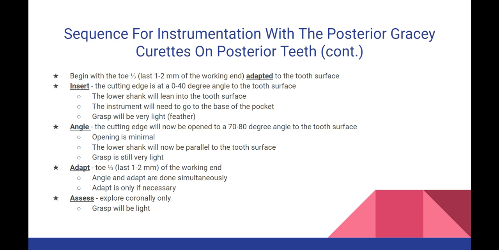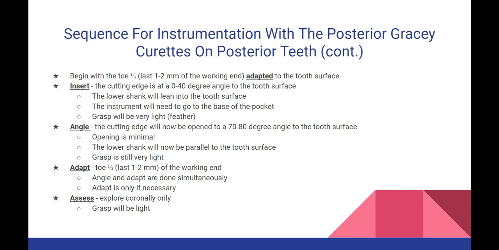Sequence for instrumentation with posterior Gracey Curettes on posterior teeth. Begin with the toe third, the last 1 to 2 millimeters of the working end, adapted to the tooth surface. Insert: the cutting edge is at a 0 to 40 degree angle to the tooth surface. The lower shank will lean into the tooth surface. The instrument will need to go to the base of the pocket. The grasp will be very light, or feather light.